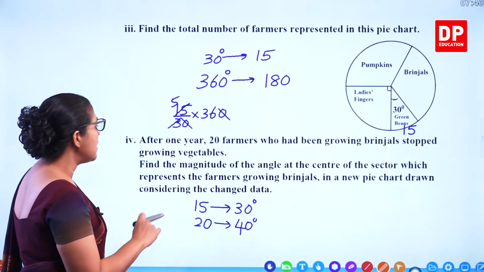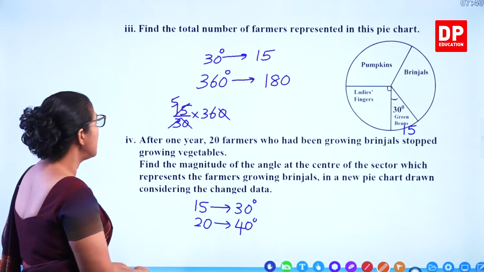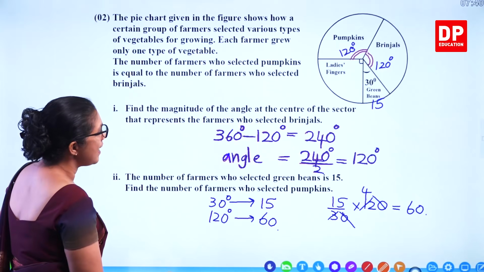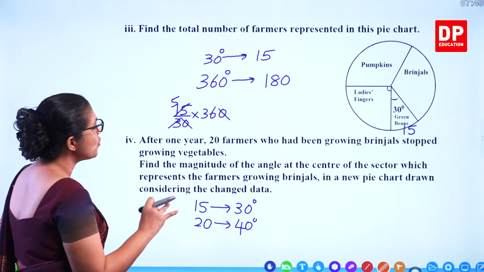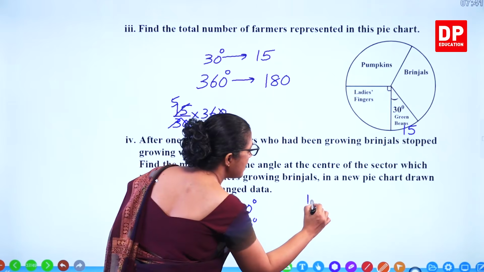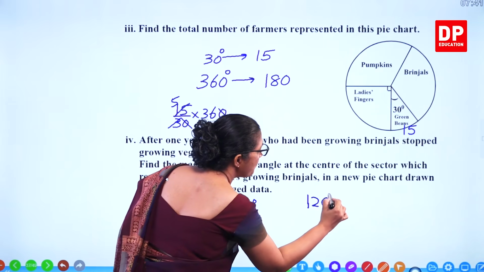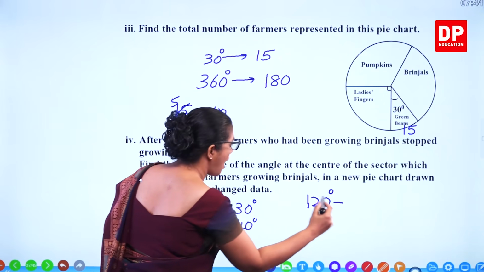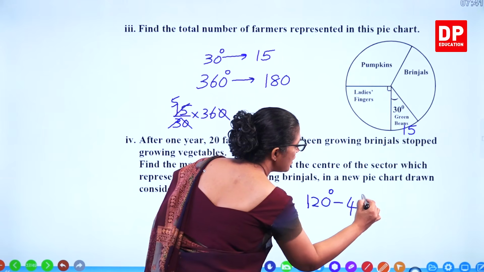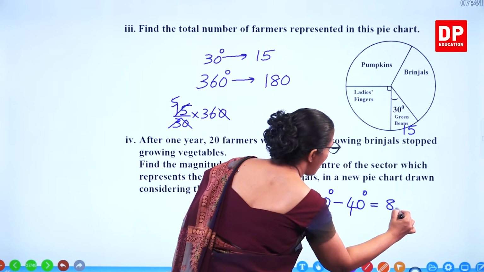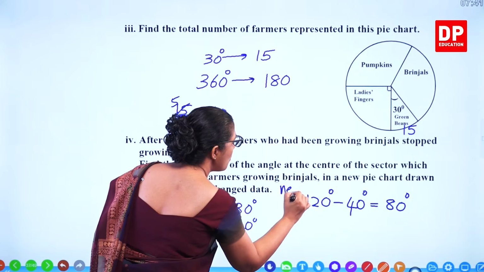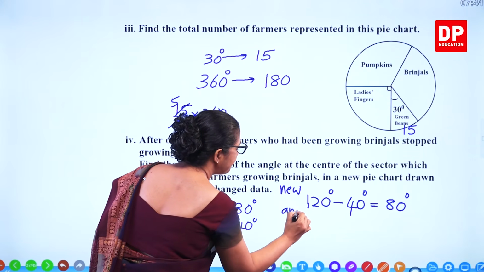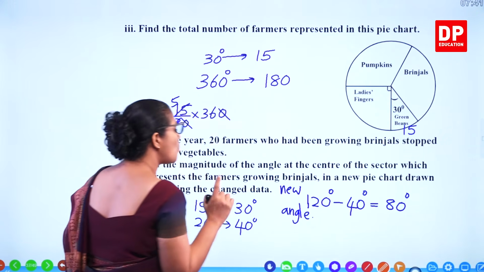Earlier, what was the angle for brinjals? That's 120. So now you have to subtract 40 degrees from 120. So the new angle becomes 80 degrees. So this is the new angle. So this is one method.